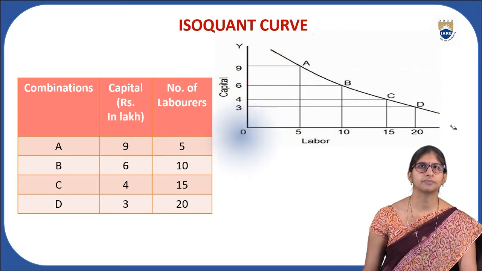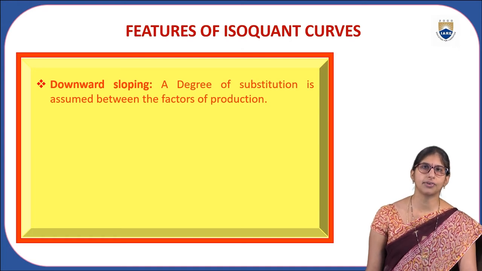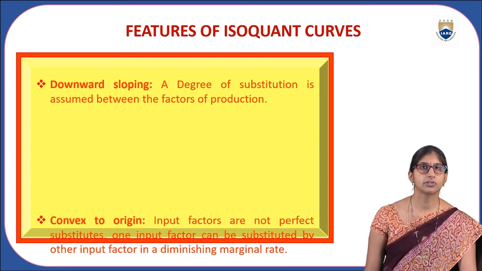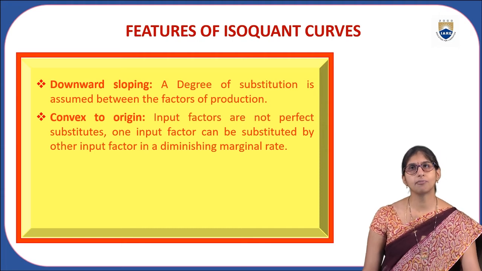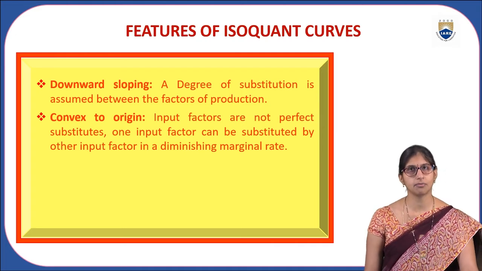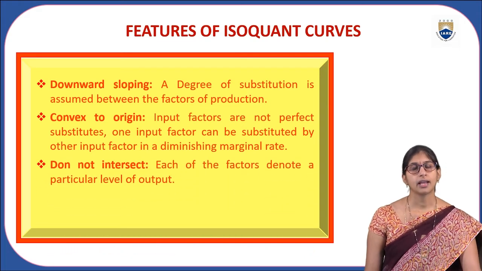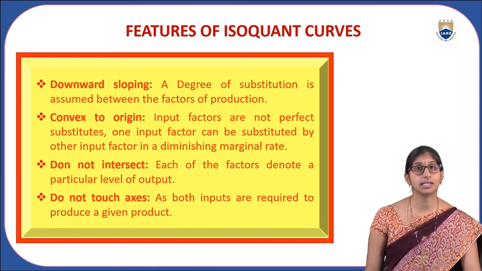Let's discuss the features of isoquant. The first one is that it is downward sloping, as every degree of substitution is assumed between both the factors of production. Next, it is convex to the origin because the input factors are not perfect substitutes here. One input factor can be substituted by the other input factor at a diminishing marginal rate. It does not intersect with any other curves because each curve denotes some level of output. And it does not touch the x-axis because they are producing some level of output.